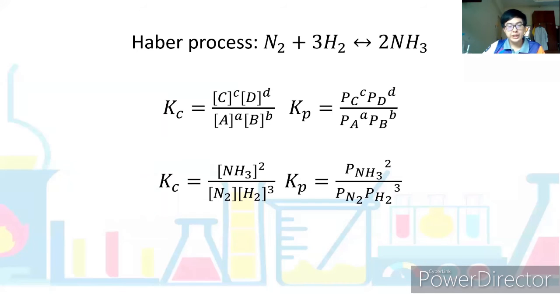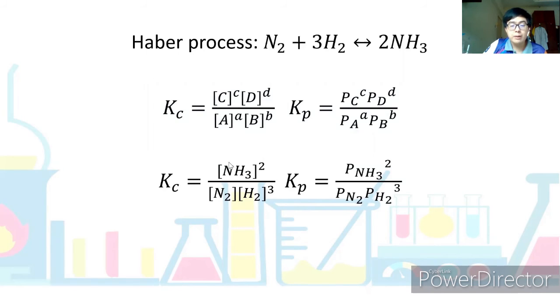From what we know from JK, the chemical equation of the Haber process is 1 mole of nitrogen reacts with 3 moles of hydrogen to provide 2 moles of ammonia. So in the Kc, it will be the product of the products to the power of the coefficients over the product of the reactants to the power of the coefficients. So we can see from here, the Kc of it will be this.